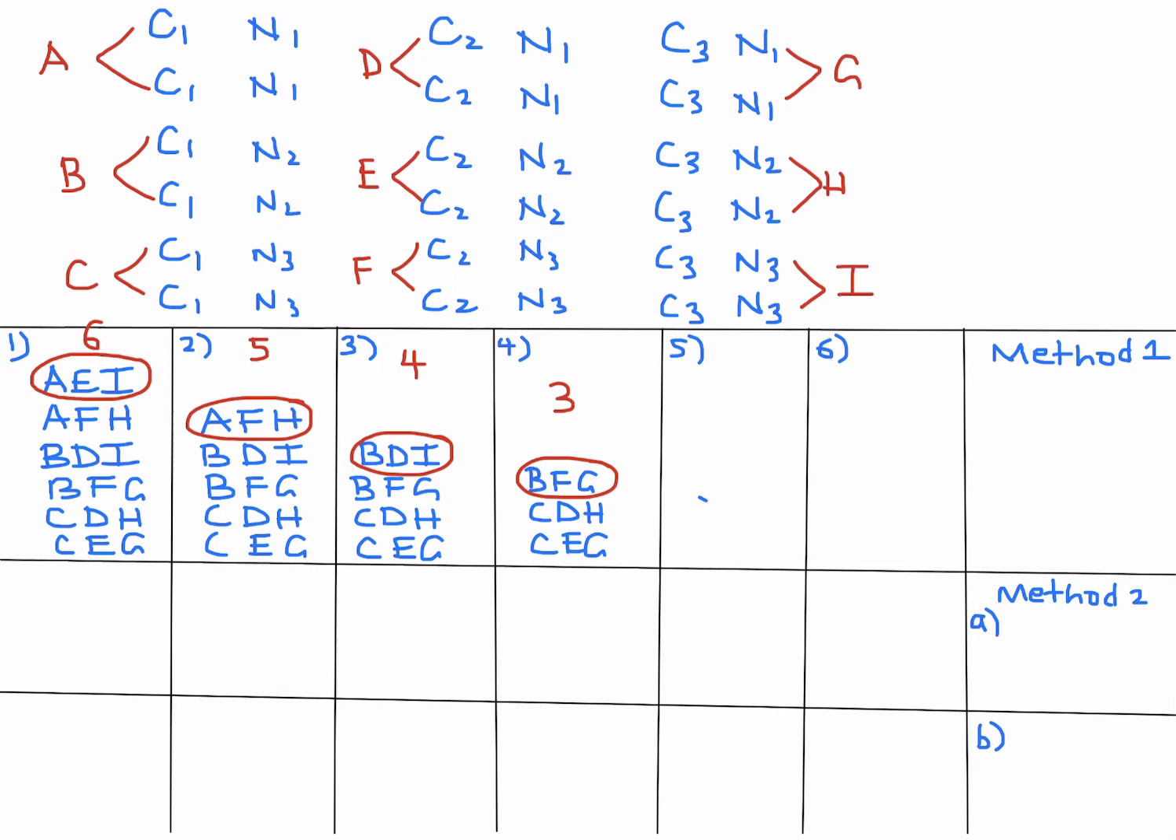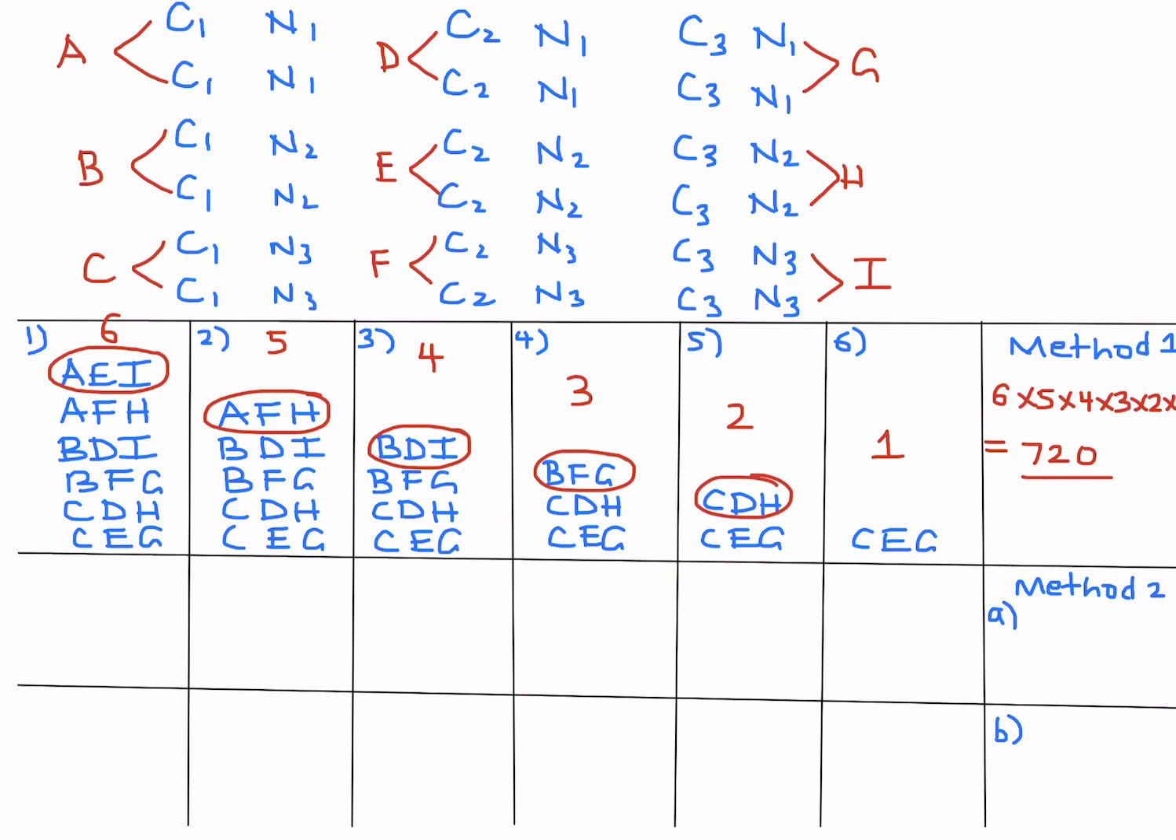For the 5th round, I only have CDH and CEG left. And let's say I choose CDH. And then for the last round, by default, I only have 1, and that is CEG. So in order to get the total number, of course, I have to multiply them all. So it's 6 times 5 times 4 times 3 times 2 times 1. And that is equivalent to 720. So method number 1 gives me 720 ways of making arrangements, possible combinations.